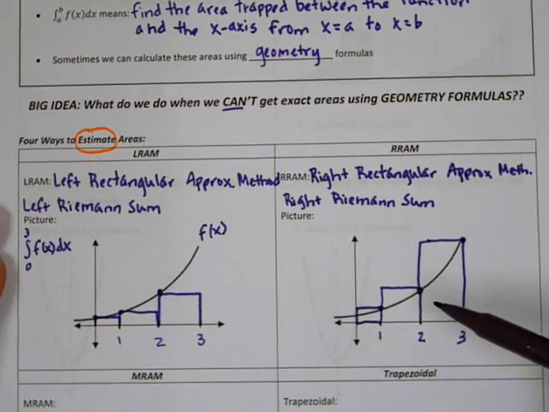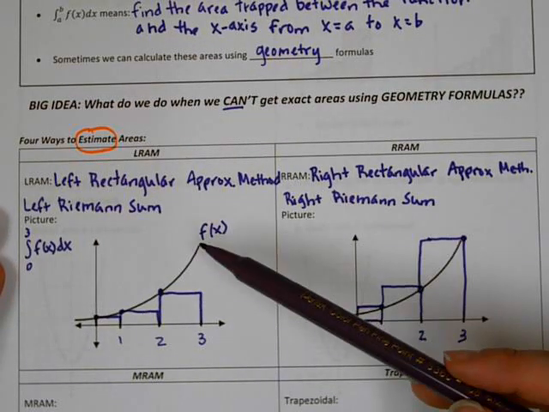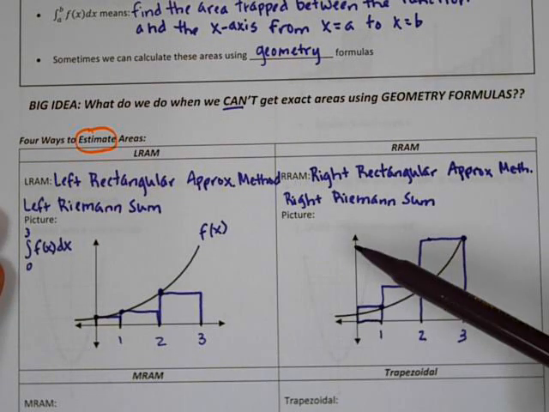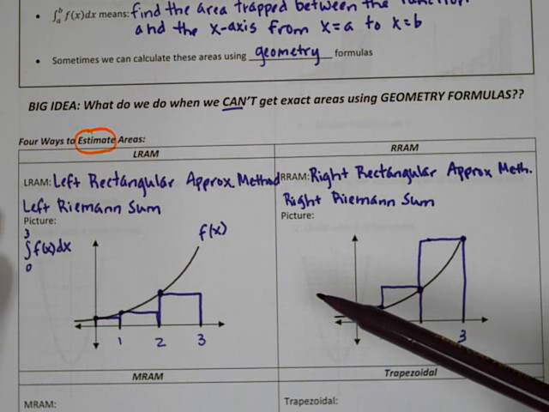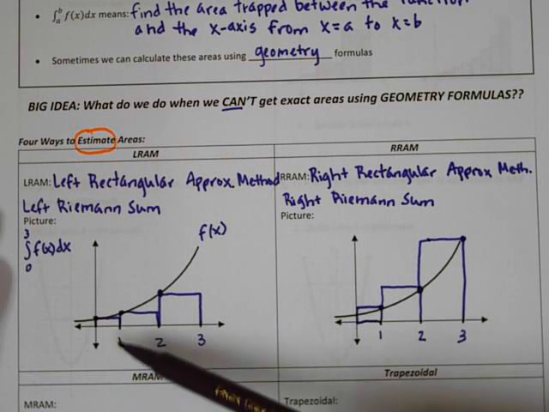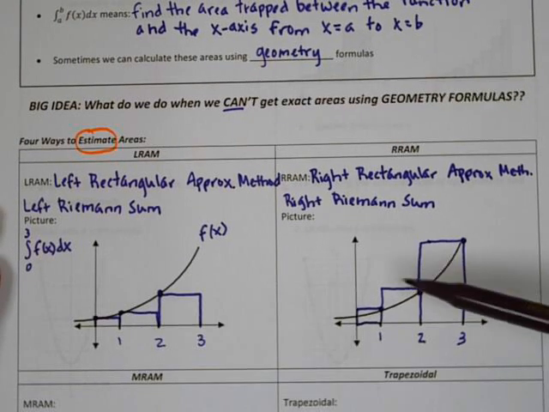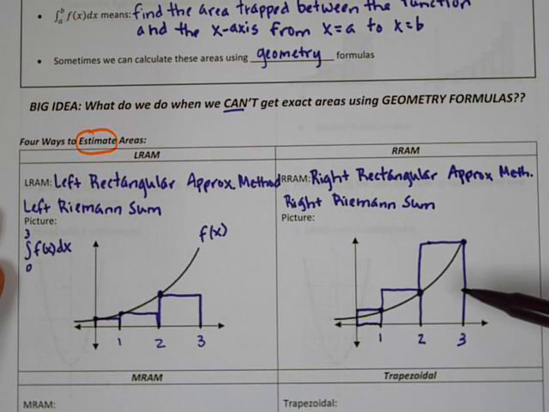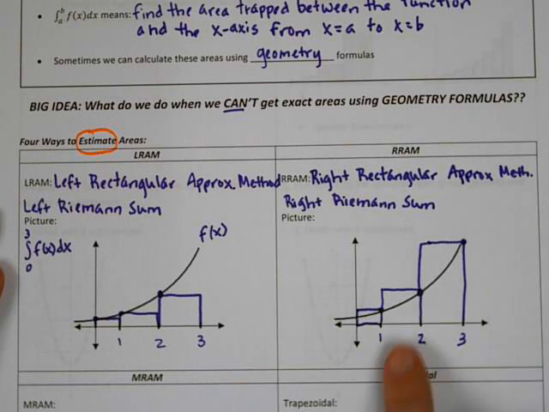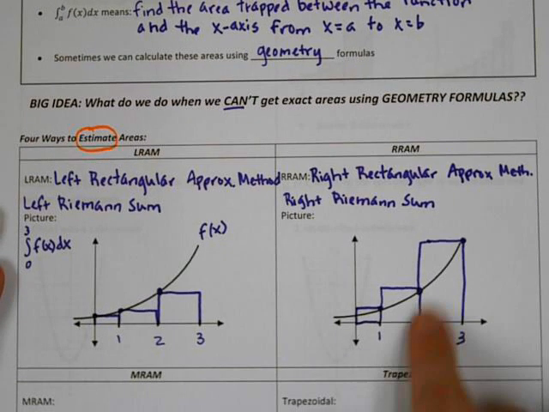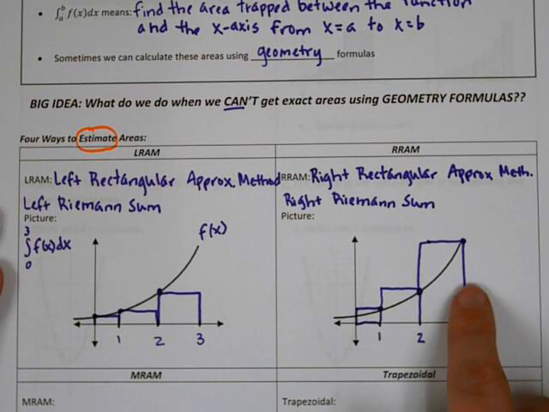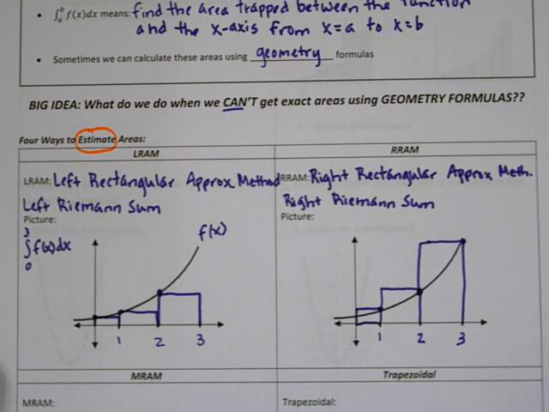So again, the difference between the LRAM and the RRAM is which endpoint helps us find the height of our rectangle. For LRAM, the left endpoint helps us find it. For RRAM, the right endpoint helps us find the height of our rectangles. And you can clearly see that the RRAM in this situation is going to be an overestimate because all of these rectangles are now above my function. Okay?